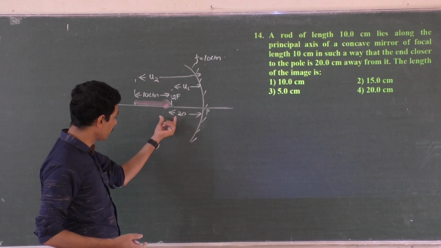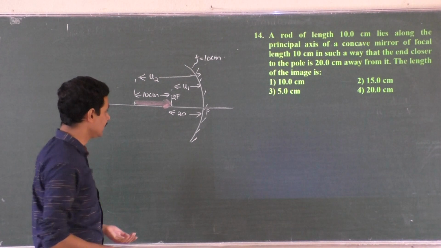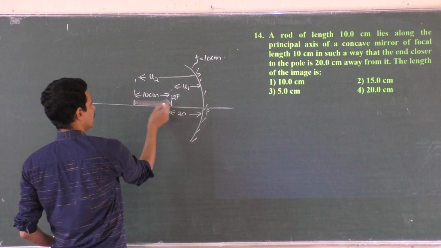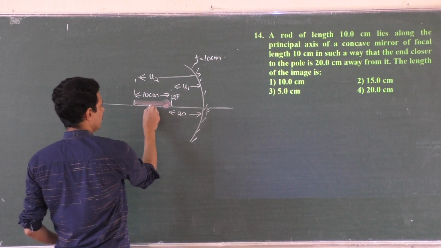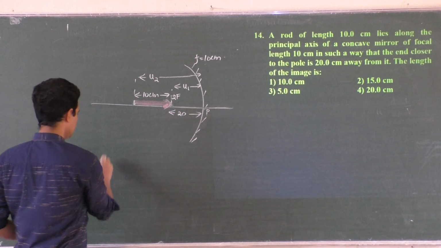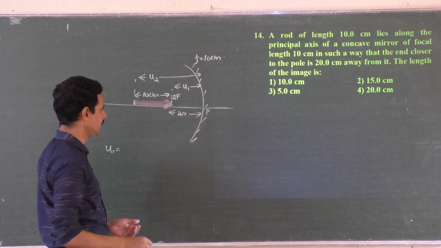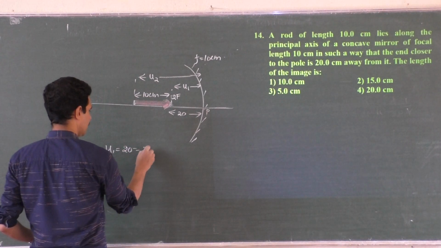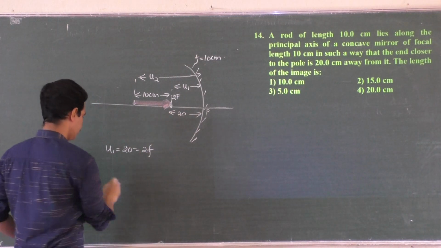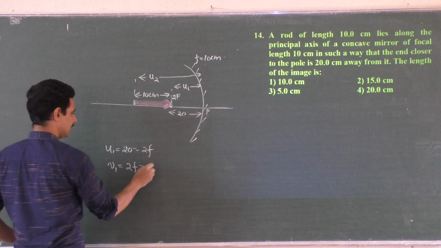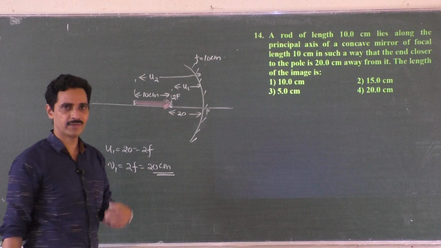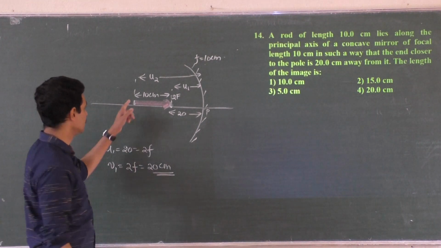So this will be somewhere here or somewhere else. Now, this point is beyond 2f, so the image of this should be formed between f and 2f. What about this one? This will be formed here only. Now u1, the object distance of the first one, is 20, which is equal to 2f, double the focal length. Therefore v1 is also 2f, that is 20 centimeter, because when the object is at 2f, the image is also at 2f, same size. What about this one? u2.